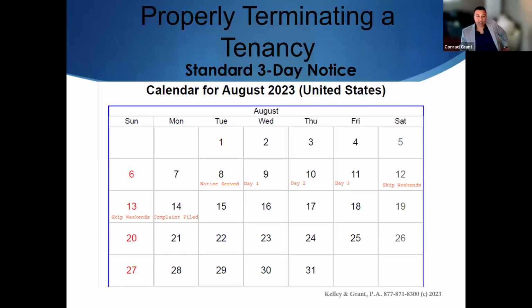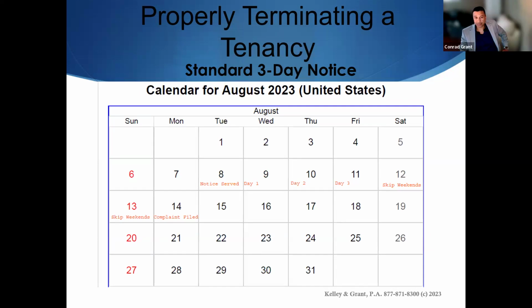So here's the calculation. Take a look at the day the notice is served on the 8th. Day 1, day 2, day 3 would be Friday. We skip weekends, always skip weekends and holidays. And then we can file the complaint on the 14th. So this is an almost perfect scenario. The only thing that could be better is if you served your notice on the 7th, and then by Friday, we're filing the eviction. Okay, but I wanted to demonstrate that you have to skip weekends or holidays.